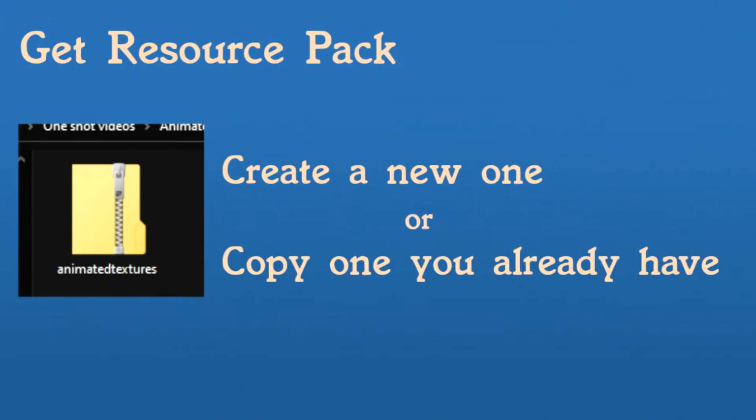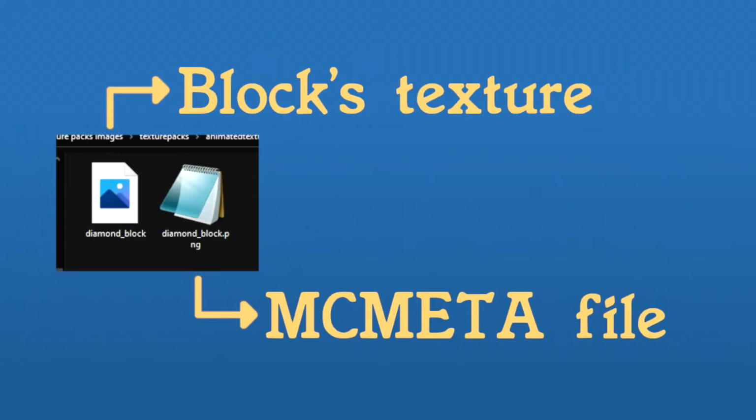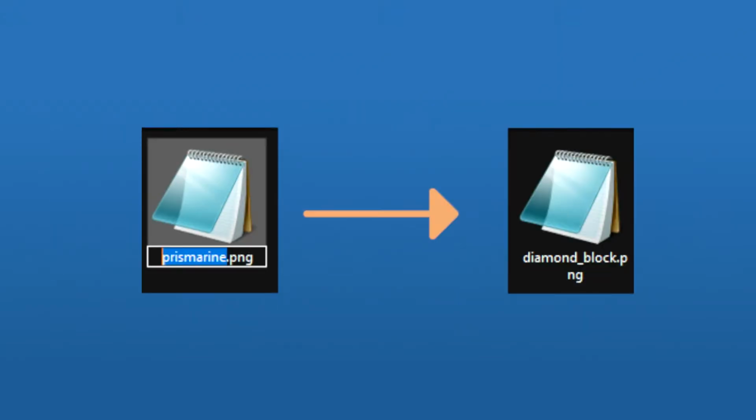So first you need a resource pack. If you know how to create your own, that's perfect, but if you don't, just copy one that you already have. In that resource pack you'll need two things: an image file with the texture of the block, and a MCMETA file with the same name as your image but with a .png at the end. For the last one, you can just copy one that's already there, like the one for Prismarine or Magma blocks, and rename it. You can delete everything else in the blocks folder.